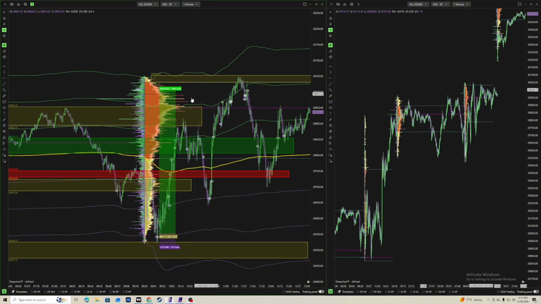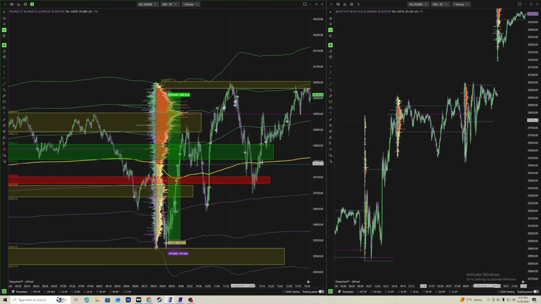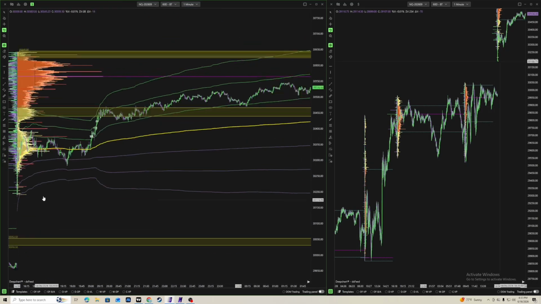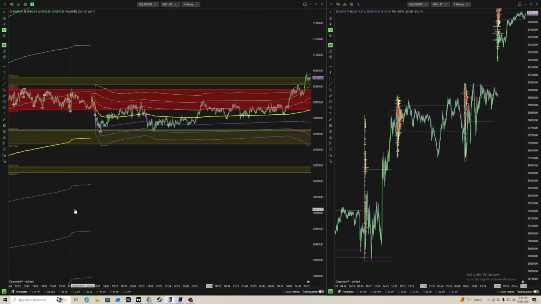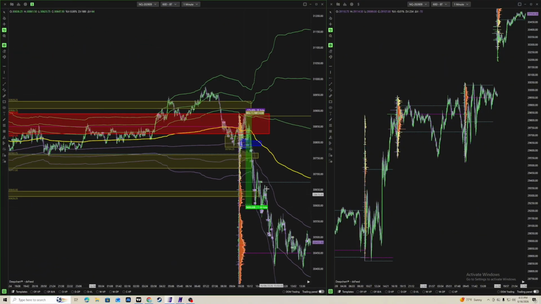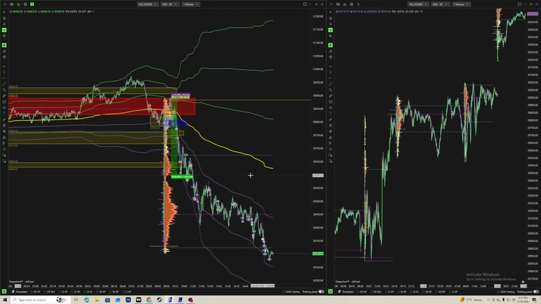My targets are getting hit almost 90% of the time. So yeah, that's just how I've been using Deepcharts Orderflow software to be up around, I'd say, 20 grand in the past week and a half, I'd say.